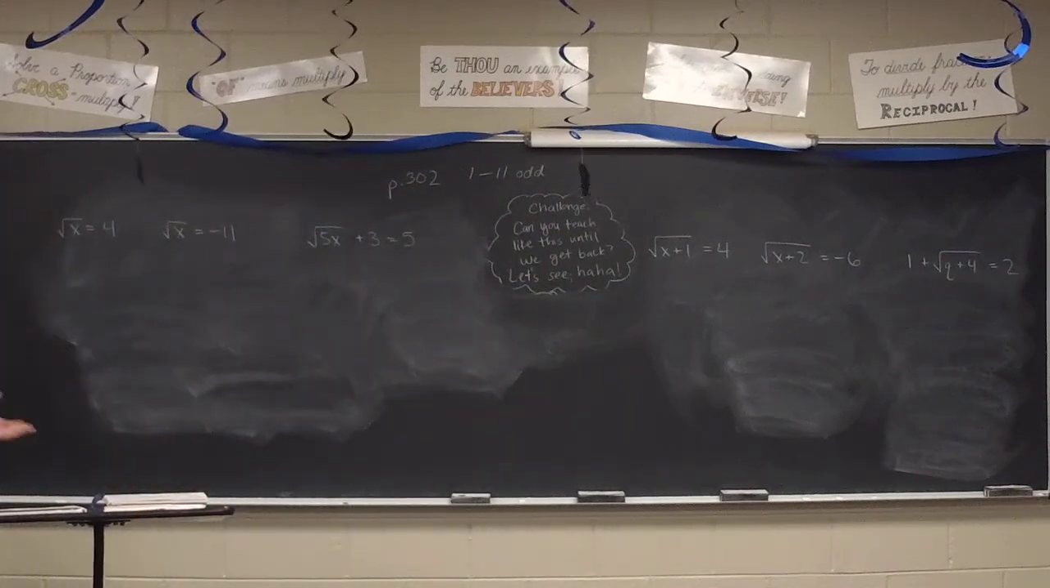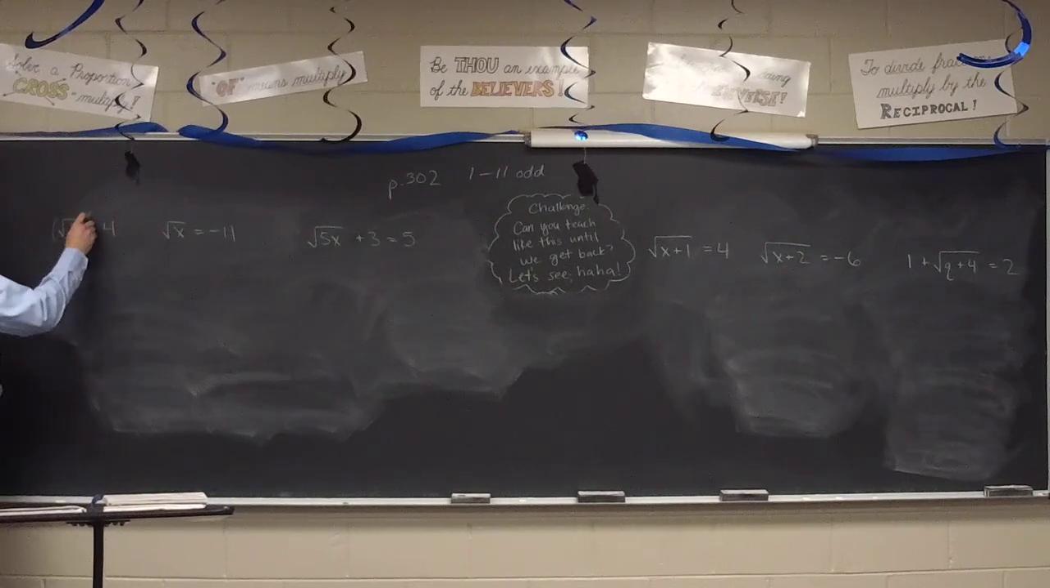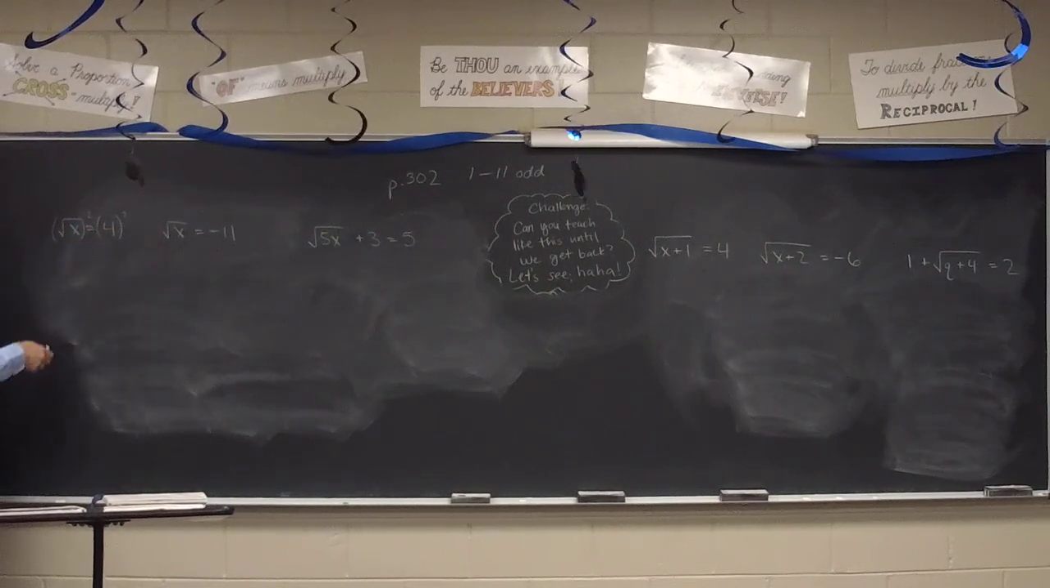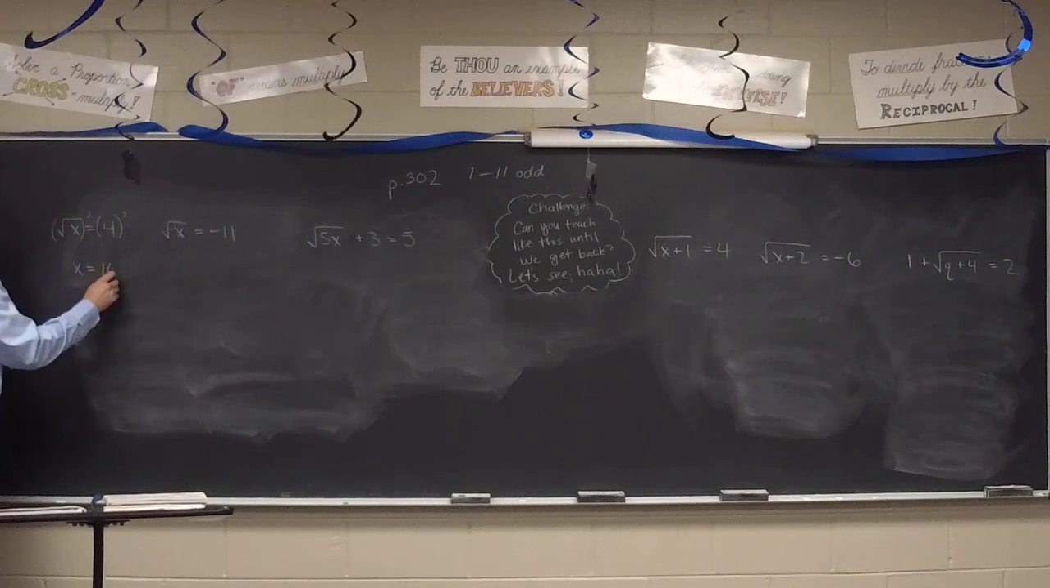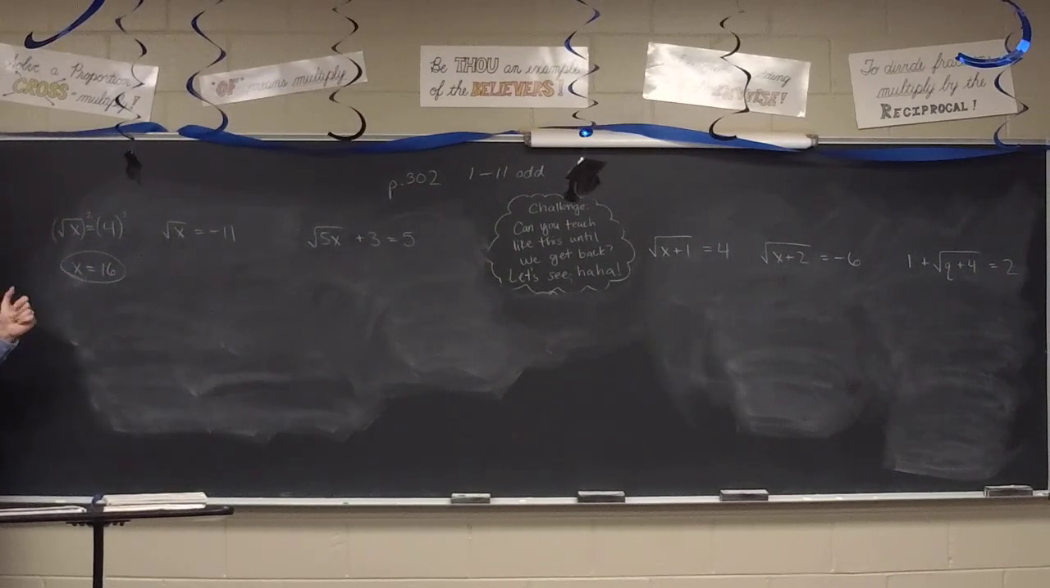First one really couldn't be easier, class. What do I have to do? Square both sides. Yeah, it's already isolated. Just square both sides to get x equals 16. x equals 16. Take the square root of 16 is 4. Yes. It checks.